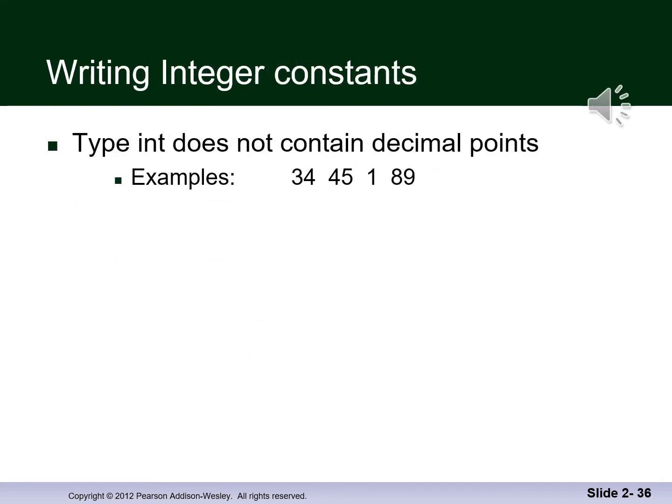As I mentioned in the slide before and previously, an int does not contain a decimal point. It is a whole number. Here's some examples of int or integers: 34, 45, 1, 89, 7,263 are all integer numbers. They contain no fractional component and they are exact.